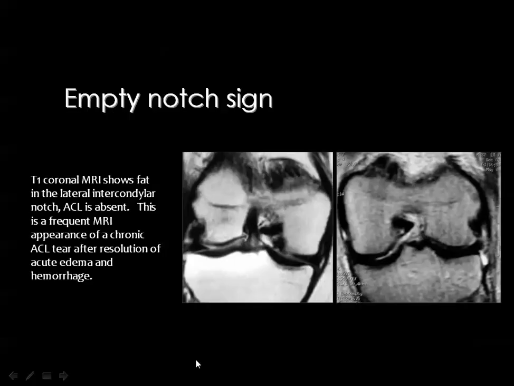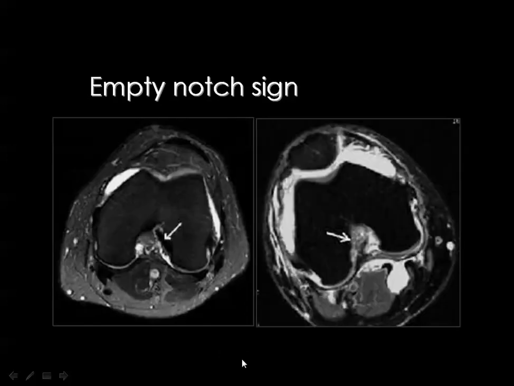Then what is the empty notch sign? This is the normal notch, where you can see the anterior cruciate ligament adjacent to the lateral femoral condyle, and the horizontal part of the posterior cruciate ligament attached to the medial femoral condyle. But here you can see the horizontal part of the posterior cruciate ligament only, and you cannot identify the anterior cruciate ligament, and this is known as the empty notch sign, which is diagnostic of ACL rupture.